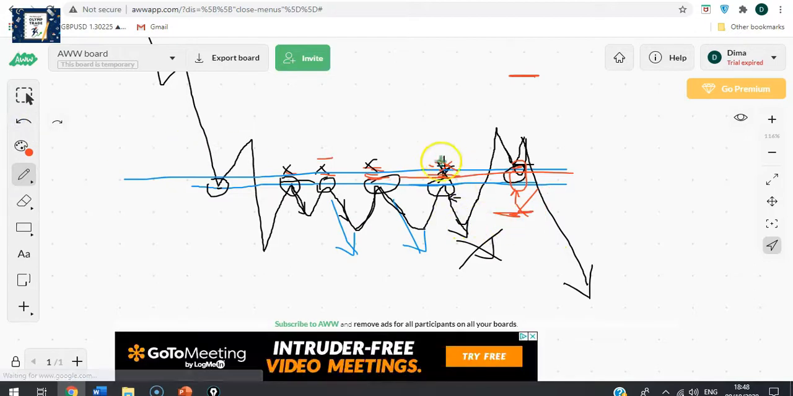Therefore, the best time to wait would be after all of this has happened, at this point right here. And this is where you will be clicking to sell and go down.